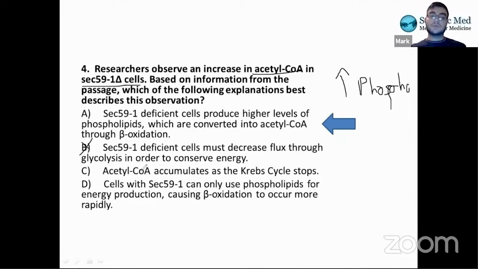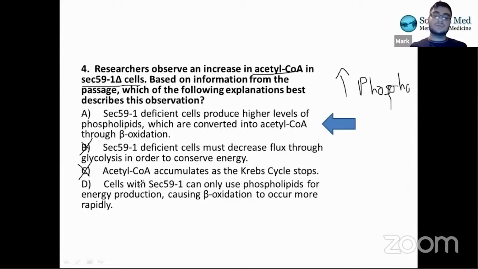Eventually, maybe the Krebs cycle will stop because your body will say, I have too much energy, I don't need to make more energy. And it will put the Krebs cycle on hold. But that doesn't really explain why the amount of acetyl-CoA is increased, right? Not directly, at least. Acetyl-CoA increases because you have beta oxidation, which leads to a lot of Krebs cycle, which leads to a negative feedback loop, which leads to less Krebs cycle, which leads to accumulation of acetyl-CoA. But that's like 7 steps away when you have the answer just 2 steps in front of you. So it wouldn't be C. Hopefully that explanation made sense.